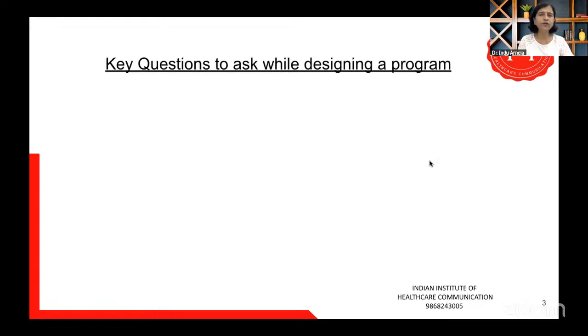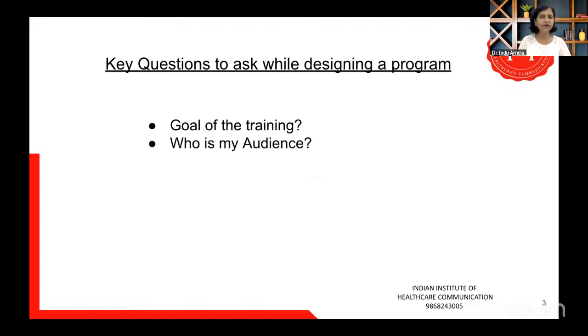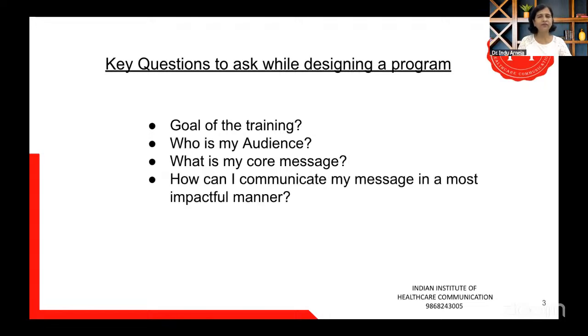So the 4 key questions that you should ask while you're designing a program, the first question is goal of the training. What do I want to achieve through the program? Second question is, who is my audience? Third question is, what is my core message? What exactly I want to tell my audience? And the fourth one is, how can I communicate my message in a most impactful manner? These are the key questions we need to ask before we start designing the program.